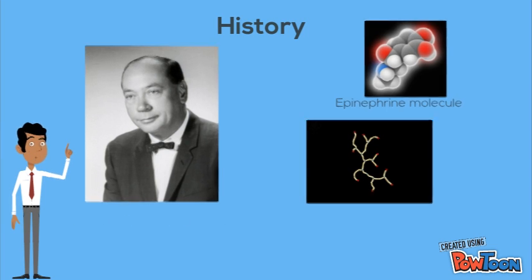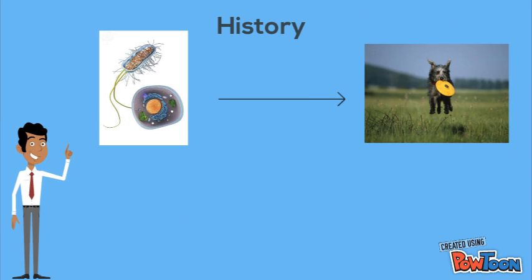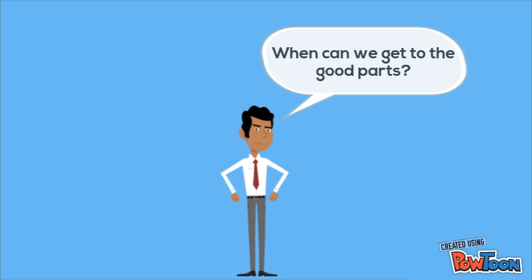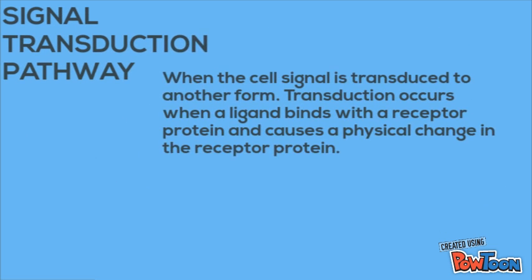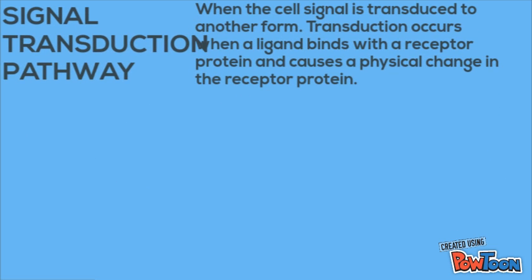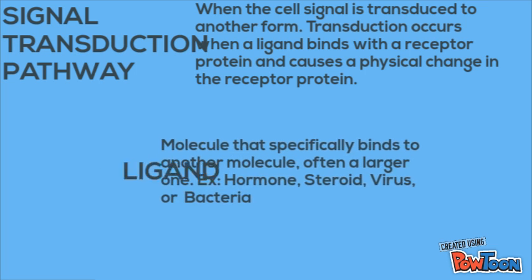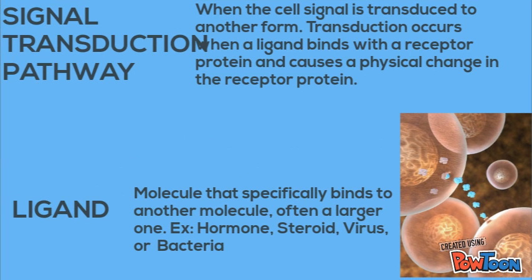Scientists think that signaling mechanisms evolved from the ancient prokaryotic and eukaryotic cells and were adopted for new uses by their multicellular descendants. I know you're angry, but we have to go over the signal transduction pathway. It's when the cell signal is transduced to another form. Transduction occurs when a ligand binds with a receptor protein and causes a physical change in the protein. A ligand is a molecule that specifically binds to another molecule, often a larger one. Examples are a hormone, steroid, virus, or bacteria.